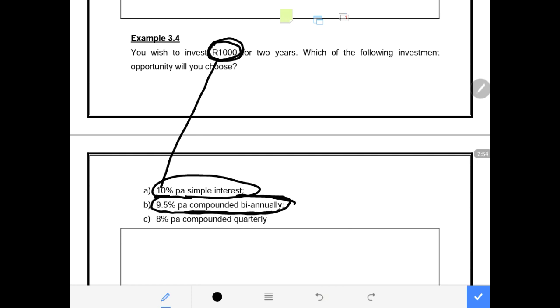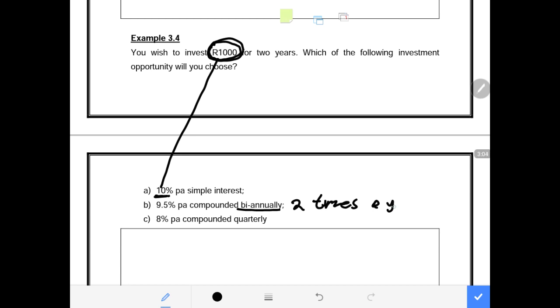We need to highlight the fact that our compounds are different. This is biannually, meaning 2 times a year, that means twice a year. Compounded quarterly, this is 4 times a year. That means interest will be added back to the principal amount 4 times a year.